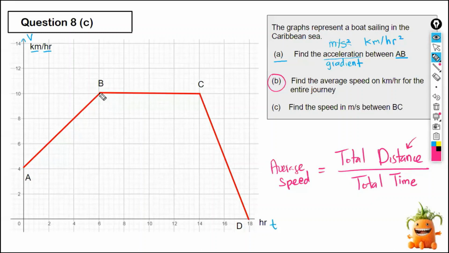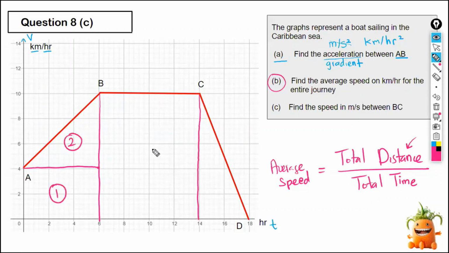So to find the area underneath this graph, you're going to have to break up this shape into smaller shapes. So you all notice that you have 4 shapes living inside the shape: a rectangle, a triangle, another rectangle, and a triangle. You find the area of each shape and just add it up, and that will give us the total distance in kilometers. And the total time is 18 hours, because the entire journey, if you look at your x-axis, took 18 hours. So once you get the total distance, divide it by 18, and you get your average speed.